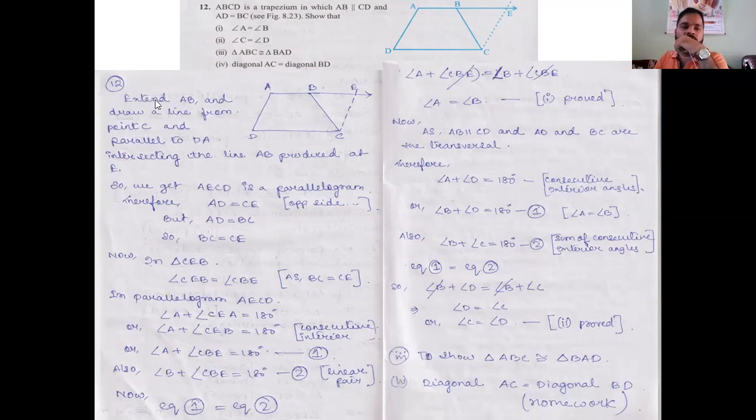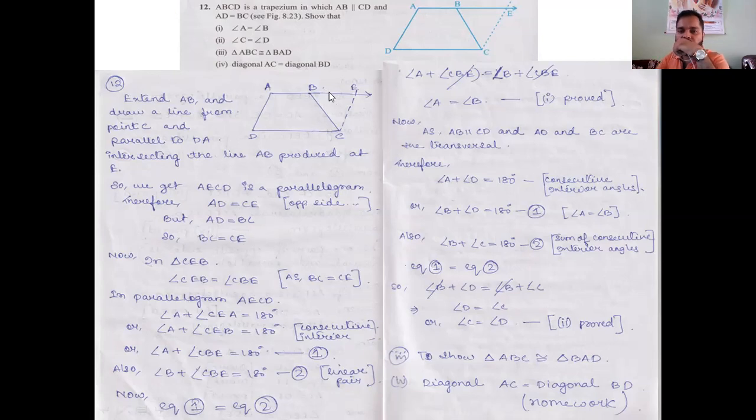So let's see. Extend AB and draw a line from point C parallel to DA, intersecting the line AB produced at E. Clear? This was our extension part. So we get AECD is a parallelogram. Therefore, AD is equal to CE. But AD is also equal to BC. So at last what we got? BC is equal to CE.